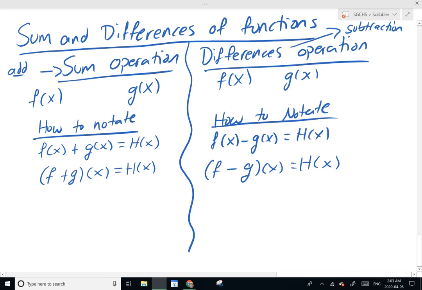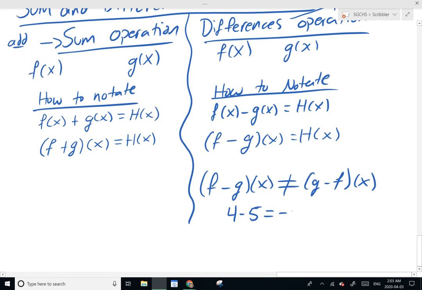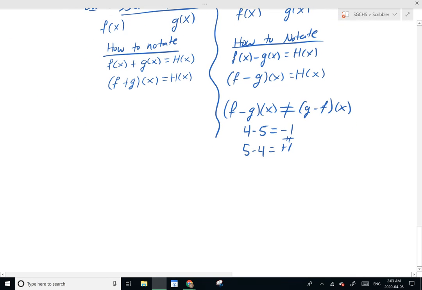Recognize that when you add things together, it doesn't matter whether you add g to f or f to g, because it's the same thing. Whereas it does matter for f minus g, because f minus g is totally different and does not equal g minus f. It's like 4 minus 5, which equals negative 1, whereas 5 minus 4 equals positive 1, which are two totally different values. They don't equal.